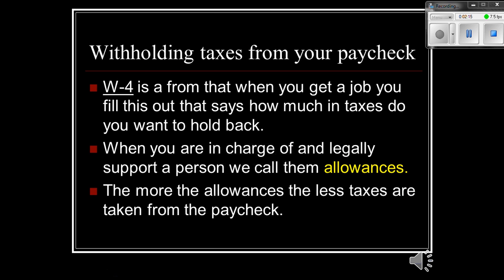Allowances are simply the people that you're legally supporting. Now, some people cheat with this, and obviously it has to make sense. The more allowances you have, the more people you're responsible for, so the government says that you get to keep more from each paycheck. You don't have to pay as much in taxes. So if you're single and you have no allowances, you're usually paying the highest amount that you can in taxes to the government, because you're only responsible for one person, that being yourself. Obviously, the more allowances you have, the less taxes are taken from each paycheck.